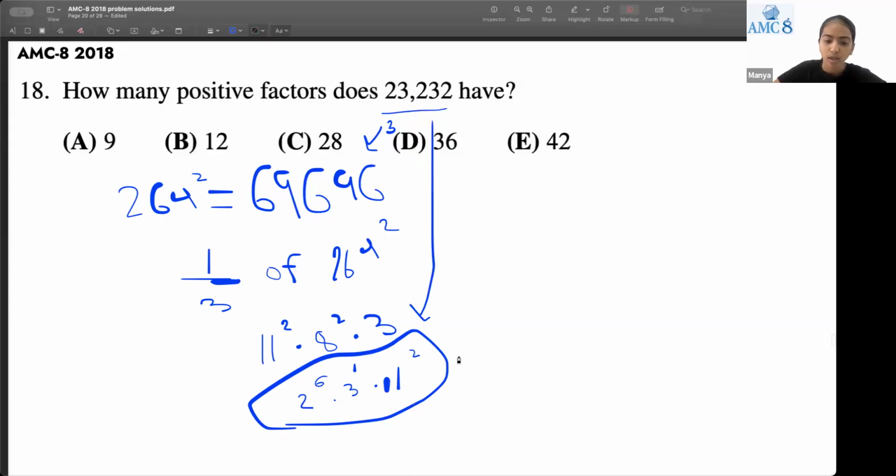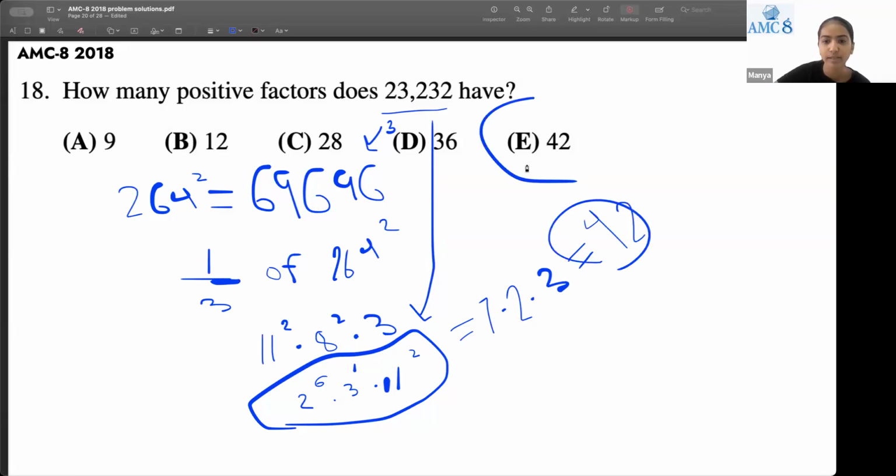Then how many positive factors are there? Well, we add 1 to each of the powers. 6 plus 1 is equal to 7. 1 plus 1 is equal to 2. And then 2 plus 1 is equal to 3. We just multiply all of these numbers together, and we're going to get 14 times 3, which is equal to 42. And that's how we got our answer choice E, 42.